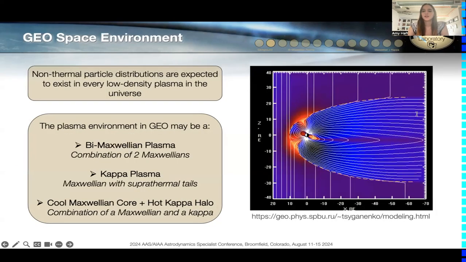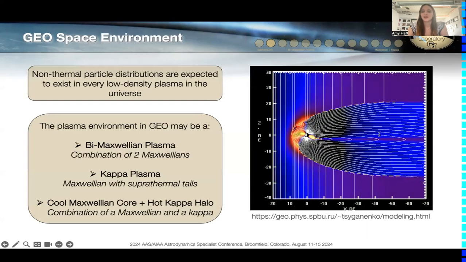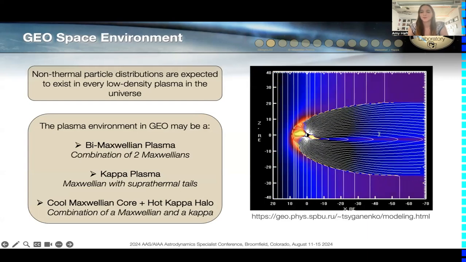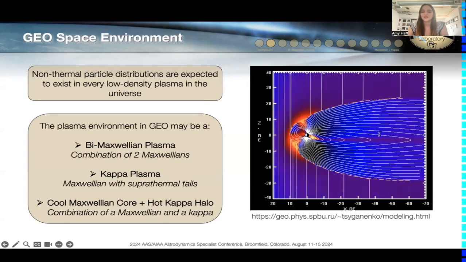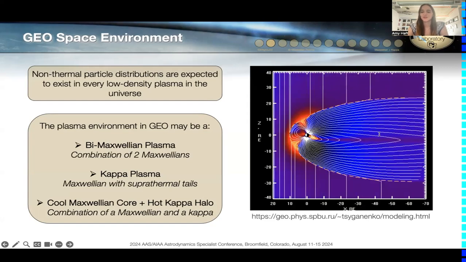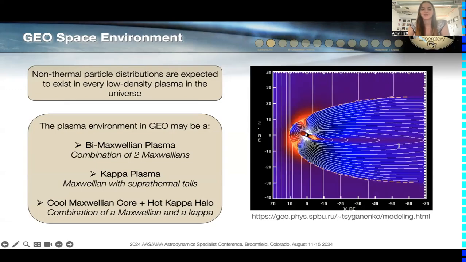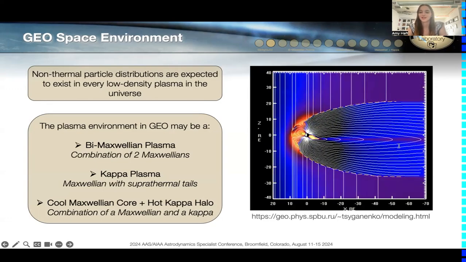The low density of the GEO environment also means that non-thermal particle distributions are present. This work examines three possible distributions in the GEO environment. First, the bi-Maxwellian plasma, which is a combination of two Maxwellians. The bi-Maxwellian plasma would be the result of substorms which occur every few hours or geomagnetic activity that causes a slight compression of the magnetosphere.